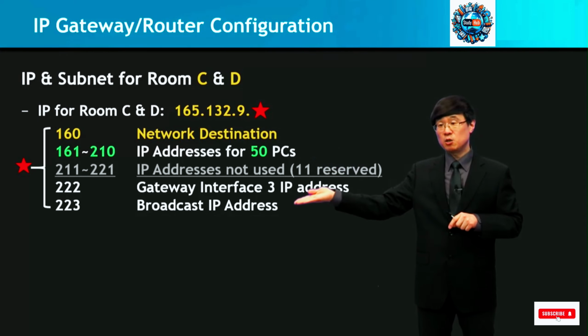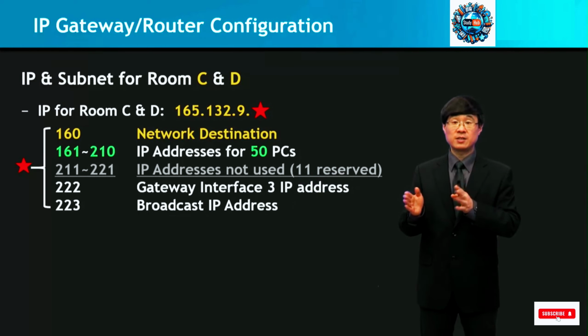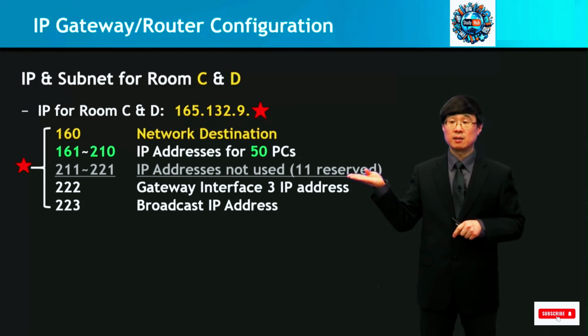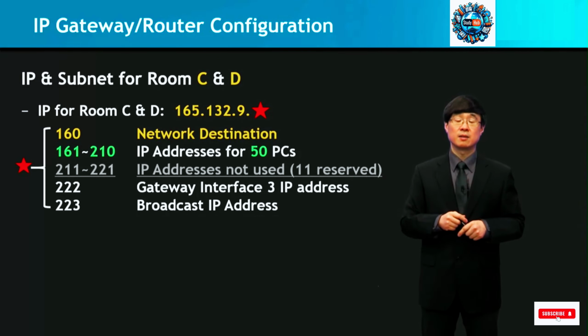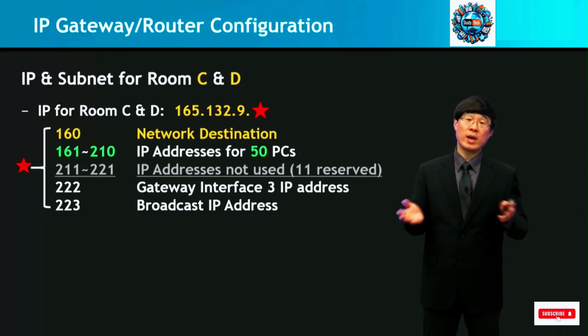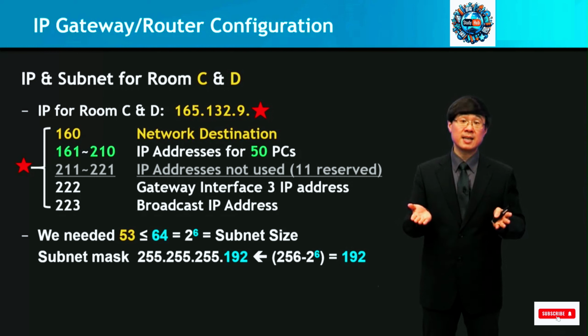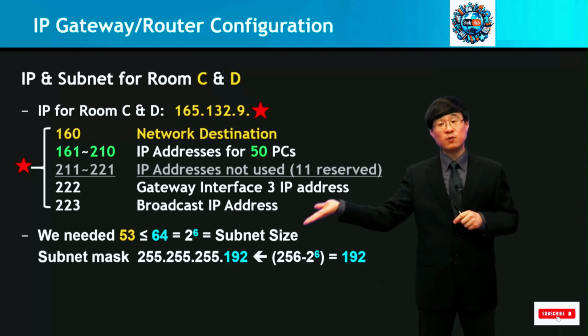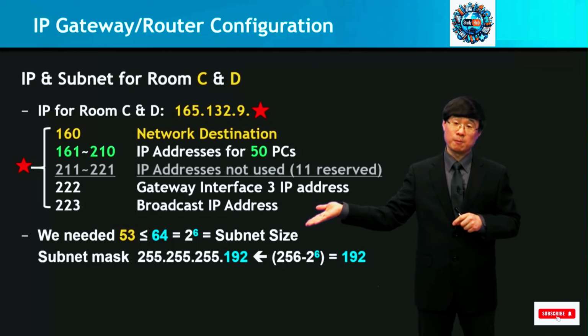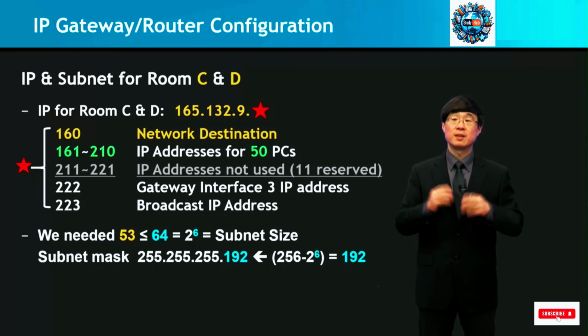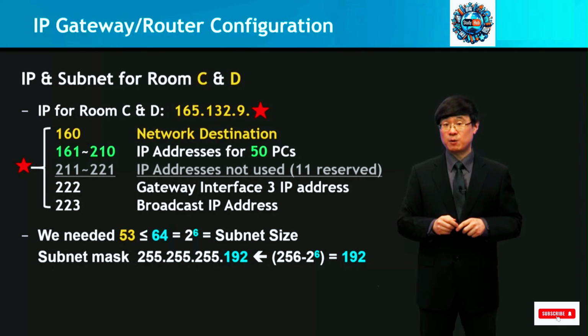In addition, I'm going to use the highest address for broadcasting, the second highest one for the gateway interface number 3. Then, in the middle, I have 11 reserved, this gray underlined range of numbers. They are unused. And once again, they are reserved. That's a good way to put it. On the other way, if they're not used, well, they're wasted. And we can see, why is this? Once again, it's because we needed 53, but we had to go with 64. So therefore, that resulted in these 11 IP addresses that are contained within this subnet that are not used currently.